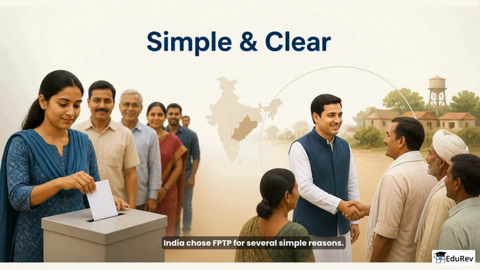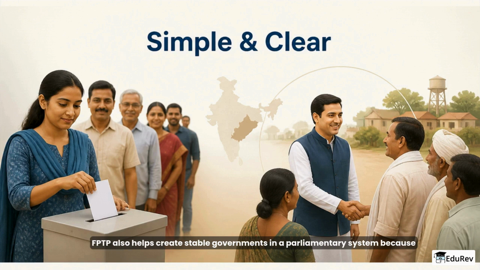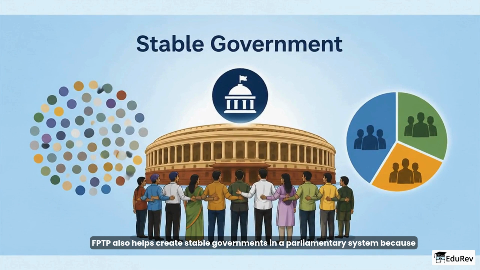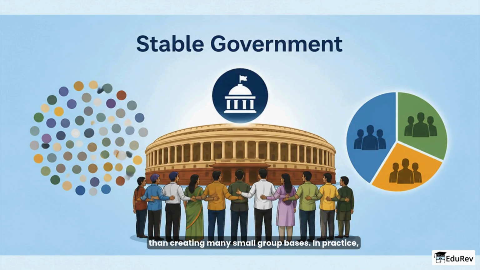India chose FPTP for several simple reasons. One is that it is easy to understand and use for many voters. Voters can pick a person or a party, and the link between a local area and its representative is clear. FPTP also helps create stable governments in a parliamentary system because the largest party often gets extra seats and can form the government. It pushes different social groups to join larger parties rather than creating many small group-based parties.